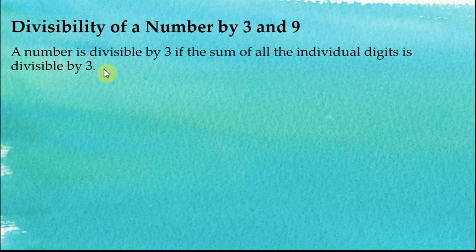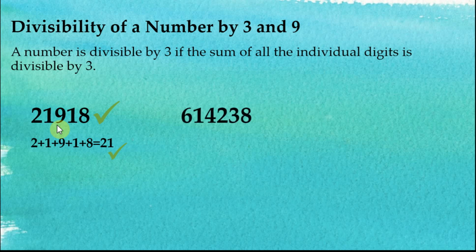A number is divisible by 3 if the sum of all the individual digits is divisible by 3. For example, this number: the sum of the individual digits, 2 plus 1 plus 9 plus 1 plus 8, is equal to 21, and 21 is divisible by 3, and therefore this number, 21,918, is divisible by 3.